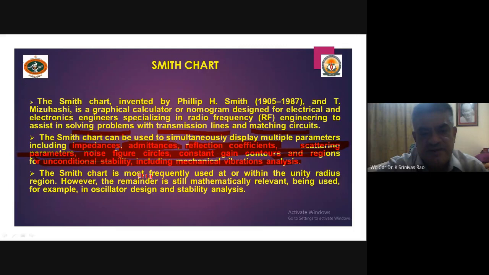The Smith chart is most frequently used at or within the unit radius region. However, the remainder is still mathematically relevant, being used, for example, in oscillator design and stability analysis. So don't worry about all this. I'll just give an introduction.